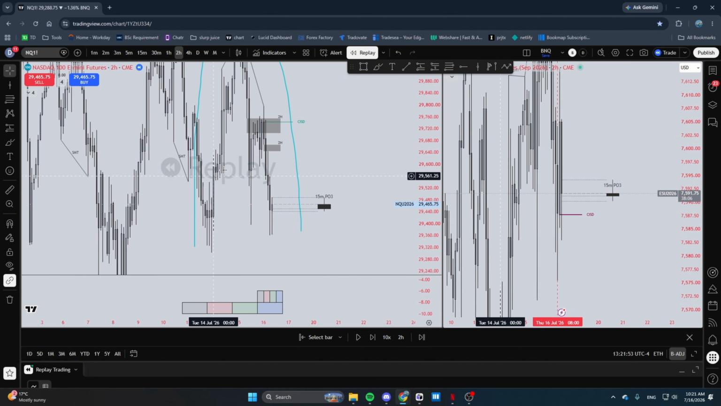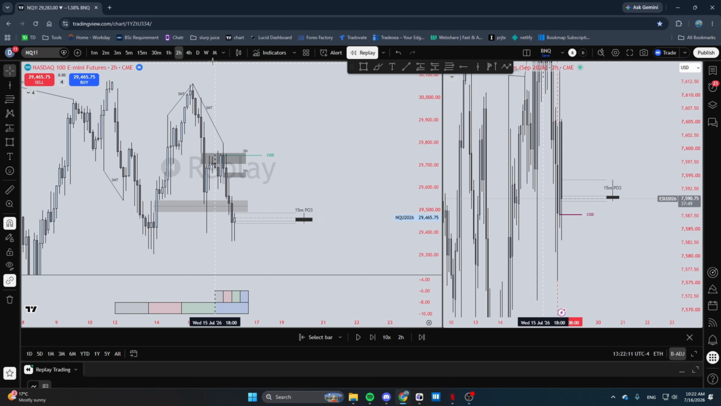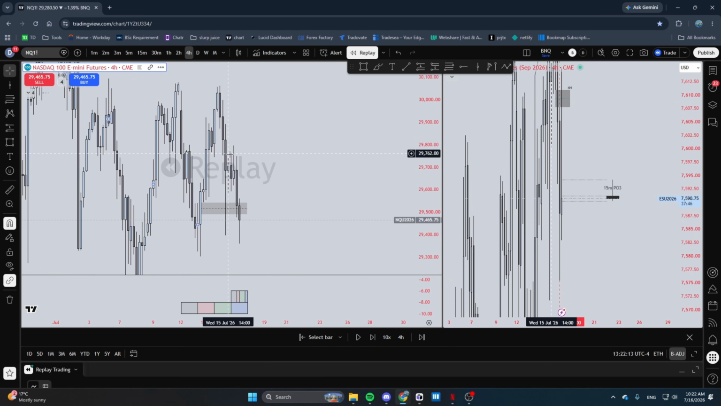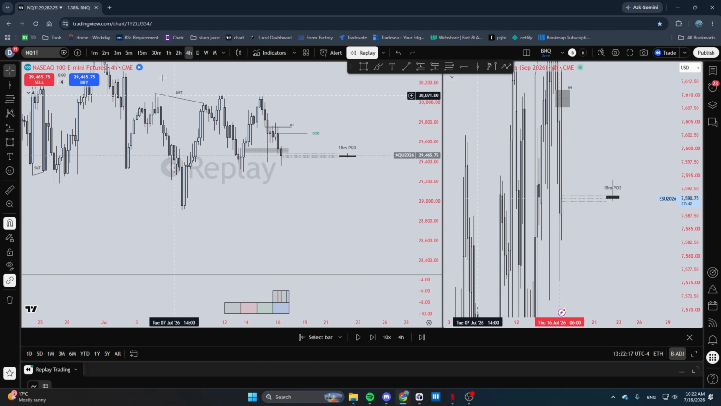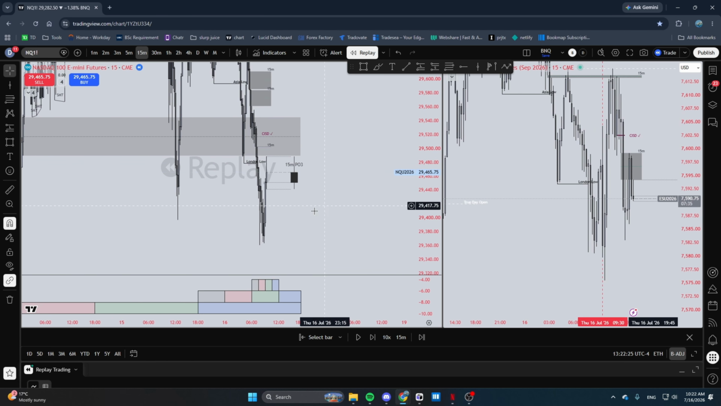You can see right here, we're disrespecting this 2-hour fair value gap. Up here, disrespect, and then we came up here, and then we respected this 4-hour fair value gap, this bearish one. And we also had left out Asia low from previous day, as well as this low right here.